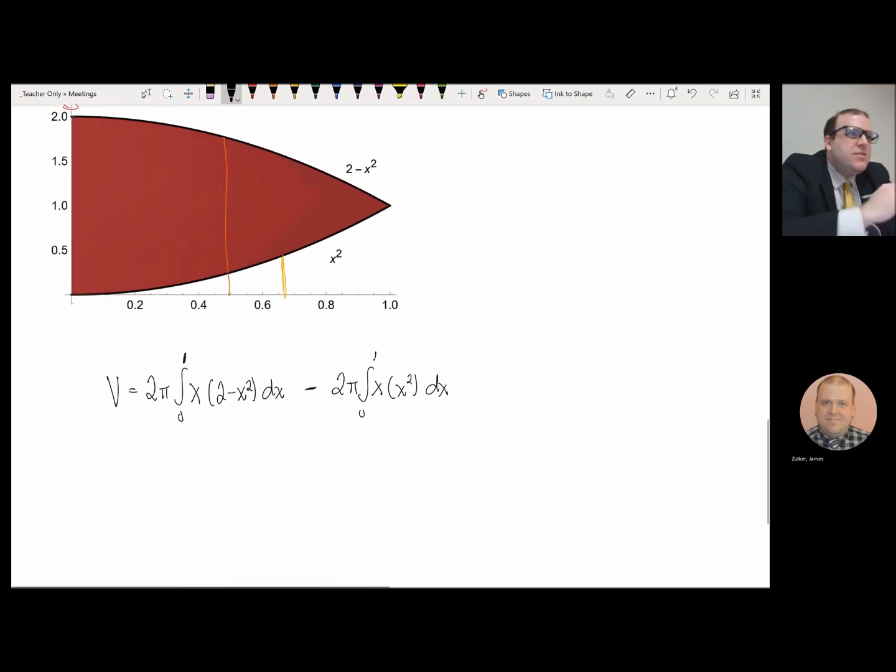It shouldn't be too difficult to see. This can be written as a single integral. So henceforth, I'm going to skip that intermediate step. And if you have two curves to deal with, I'm just going to jump right to the radius times the difference between the larger height and smaller height.